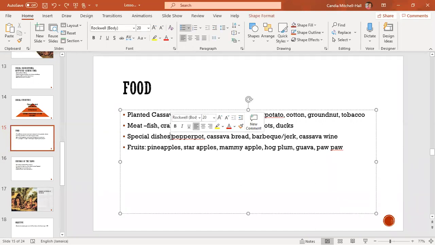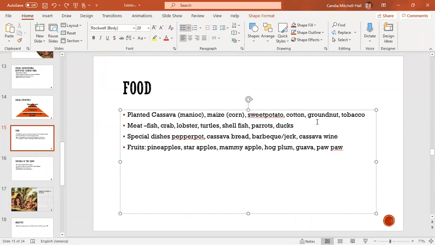And also, ladies, they had special dishes like pepper pot, cassava bread, jerk. You can imagine the jerking of that. Not the lobster, you jerk the iguana. Listen, one time I was in Cayman and my next door neighbor was making iguana. And trust me, the iguana smelled just like curry chicken.